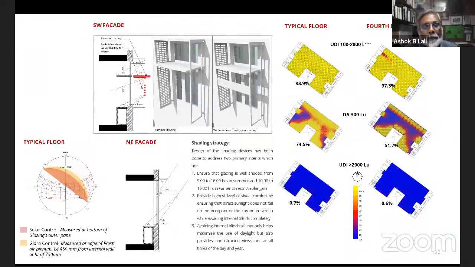And then you go into detailed design, all right? My gosh, windows are a big subject. Shading is a big subject. And they're connected to daylighting inside. And so any number of iterations, once again, are done before the final design for the window is arrived at.